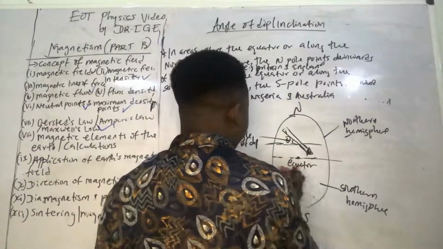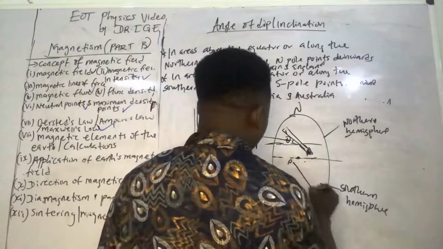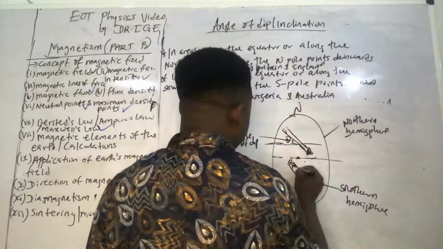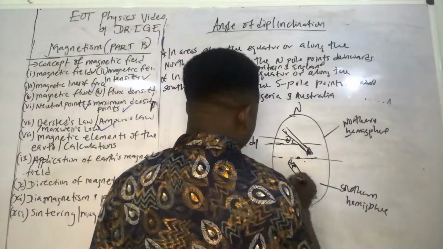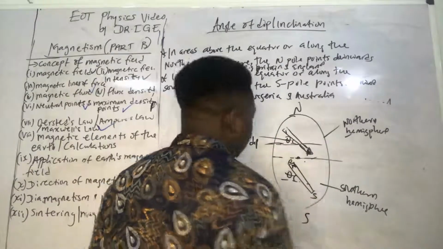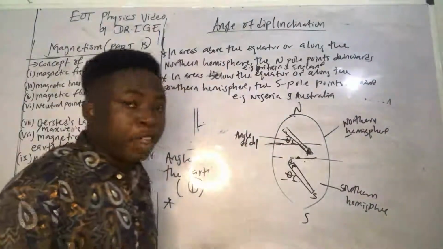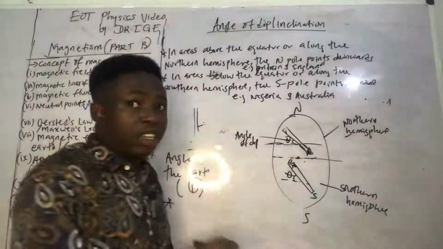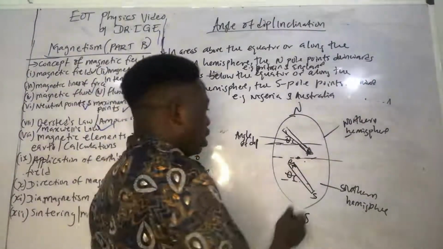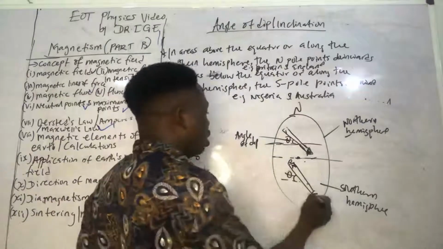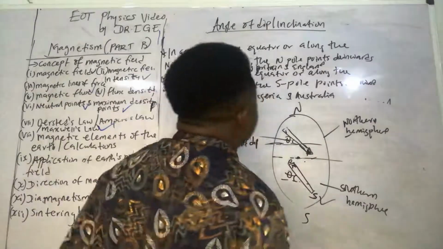But if it's in the southern hemisphere, or below the equator, it is the south pole that will dip. An example is in Nigeria or Australia. So since you're in Nigeria, if you want to draw a diagram to explain to somebody, where will the pole point downwards, is it the south pole or north pole? It is the south pole, because you're in the southern hemisphere.